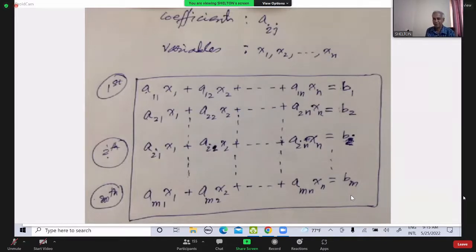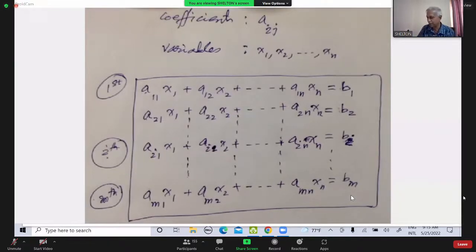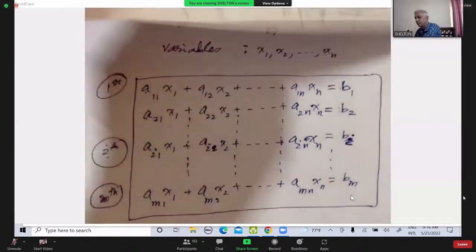When we solve an equation, what is required is to find the values of the variables satisfying the equation. Now, if I say 2x minus 3 equals 0, what is the solution?